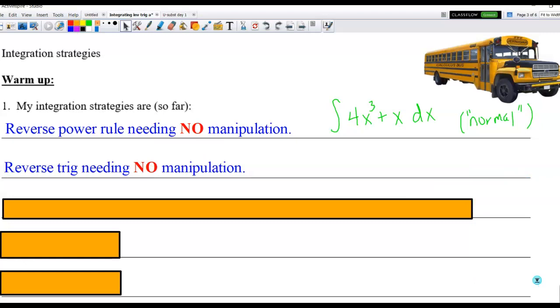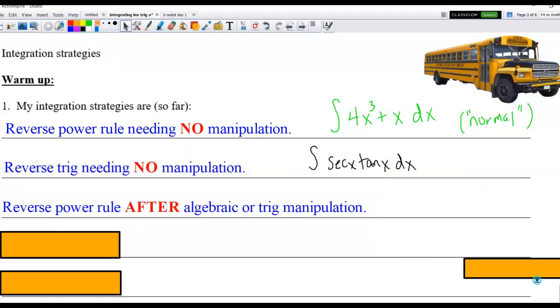The second strategy that we have is reversing trig functions that need no manipulation. So in that case, we're talking about something like reversing, I don't know, secant x tangent x dx. There's no use substitution required. There's nothing fancy about it. You just have to do the anti-differentiation, your memorization of that trig integral. No manipulation needed. So that would be another situation that I call normal. You look at it, you just pretty much know what to do, straightforward.